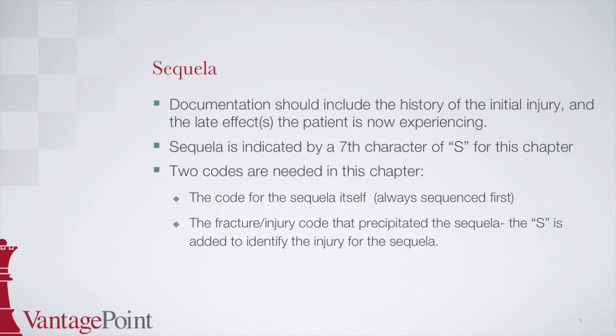Your first code is for the late effect itself, such as left ankle pain, followed by the code for a left ankle fracture, with a 7th character of S indicating that the left ankle pain is a late effect of a healed fracture.